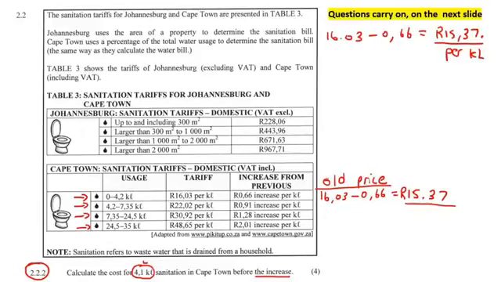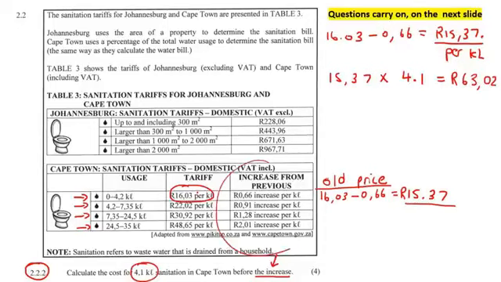So if they use 4.1 kiloliters, then you could just say 15.37 multiplied by 4.1, and if you calculate that, then you'll get 63 Rand, and if you round off, you're going to get 2 cents like that. So that's the answer. 63, let me write that a bit better, 63.02. So some of you might have wanted to just use this one, and you would have wanted to multiply that by 4.1, but they said before the increase. So yeah, it's a bit confusing, but I hope you understand that.